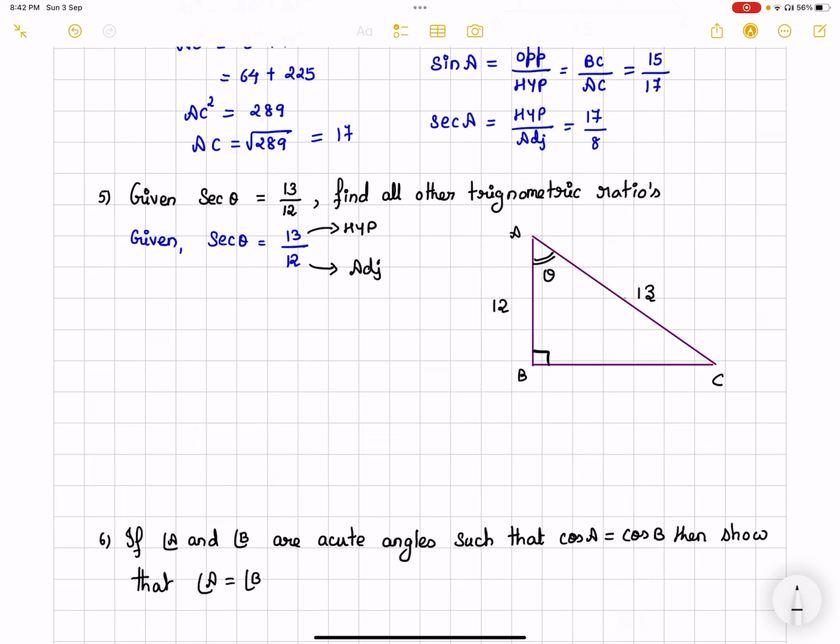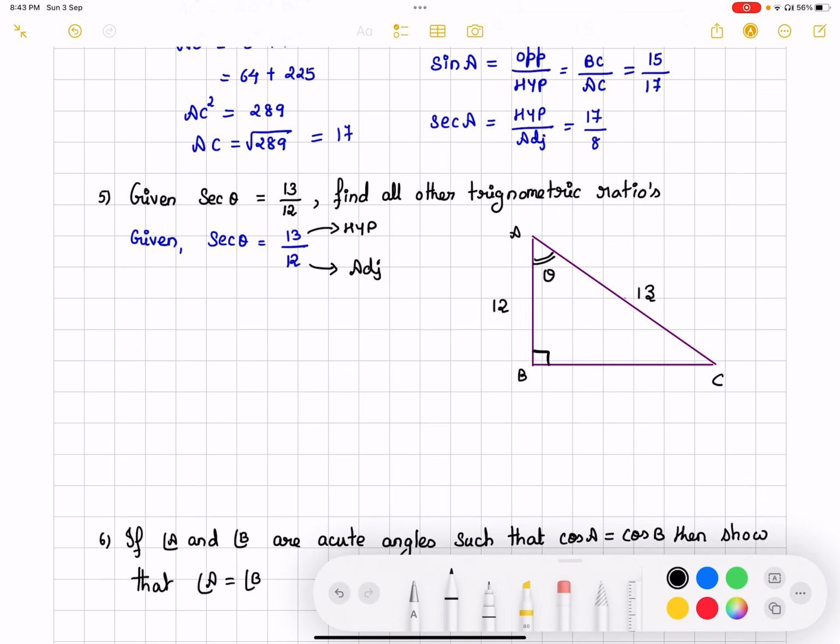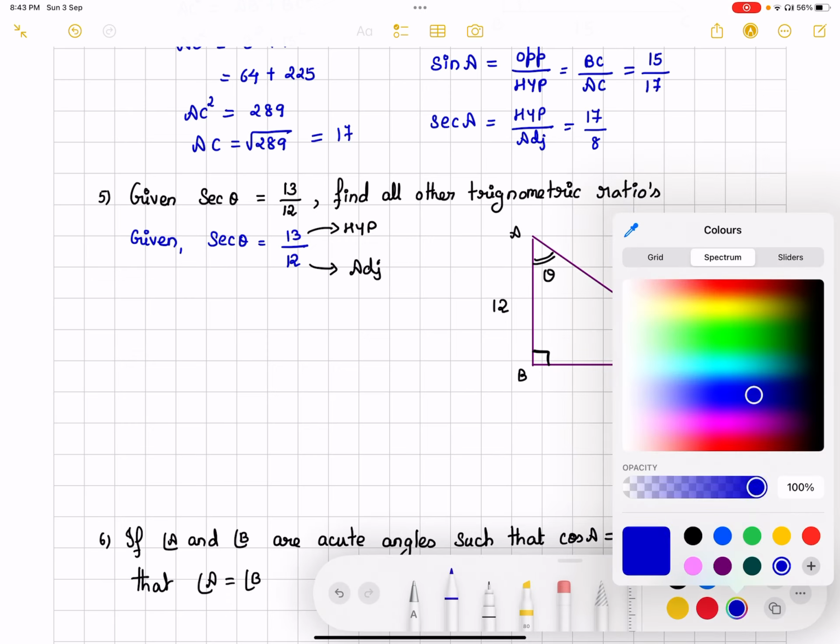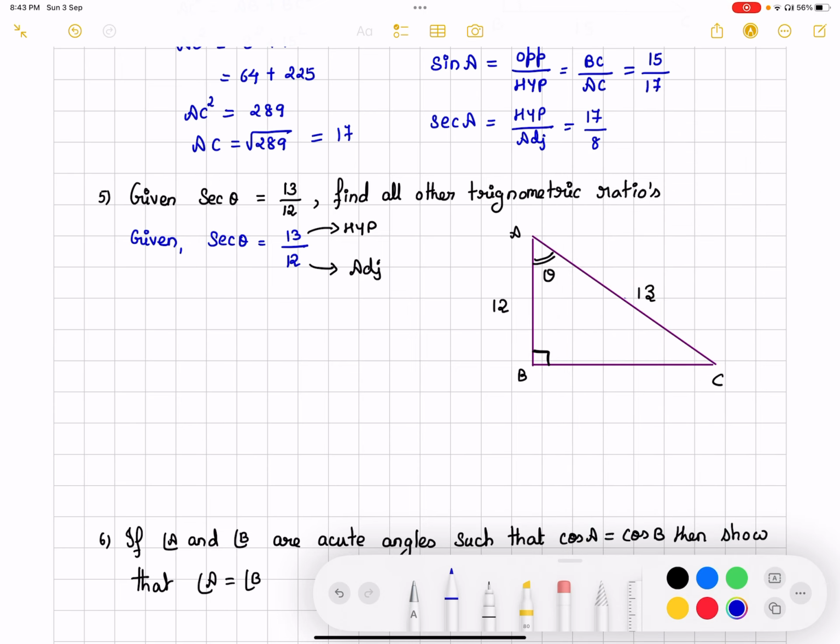I need to find all the other trigonometric ratios. I need to find out sine, cos, tan, cosecant, and cot, because secant has already been given. So without finding secant, we are going to proceed, since it's already been given.